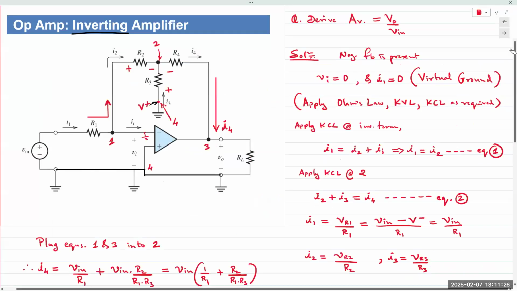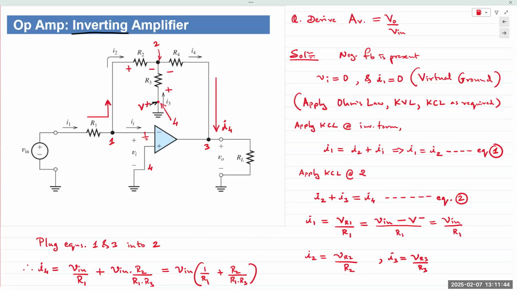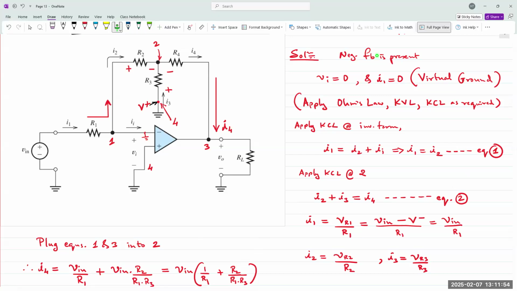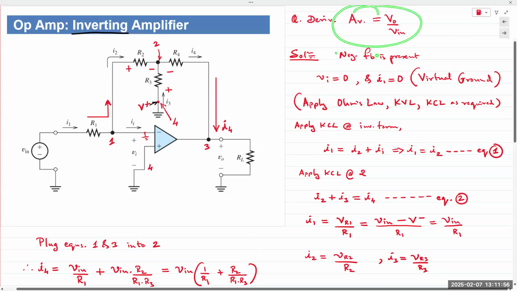Okay, so as promised, let's tackle this problem. This amplifier circuit has multiple resistors in the feedback path, right? A typical inverting amplifier has only one resistor. The question being asked here is to derive the gain for this circuit. So AV, derive AV for the circuit.